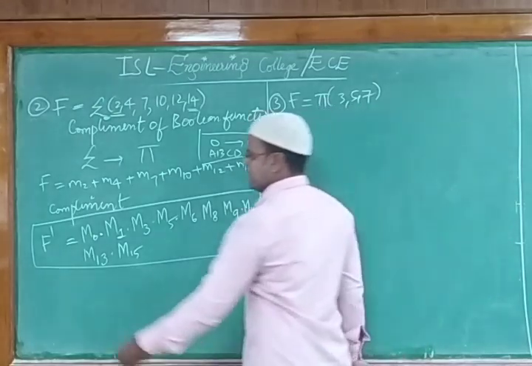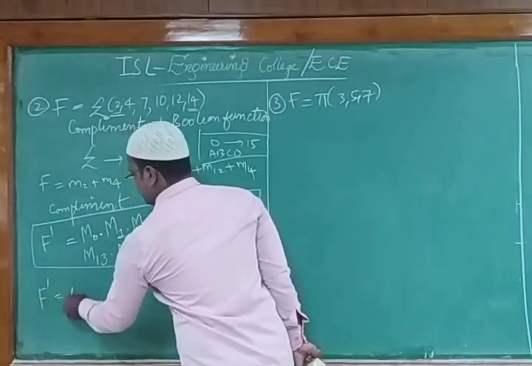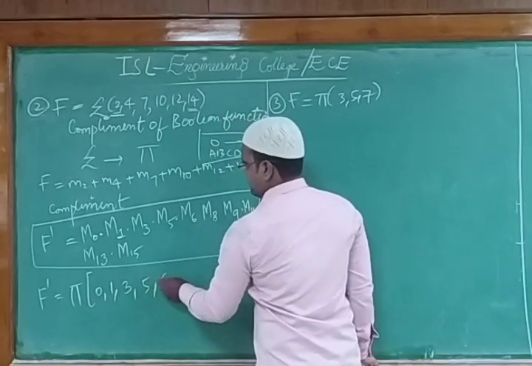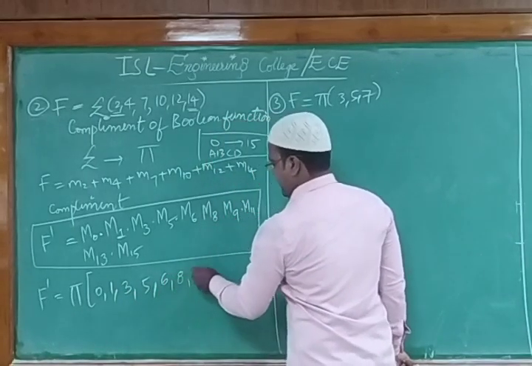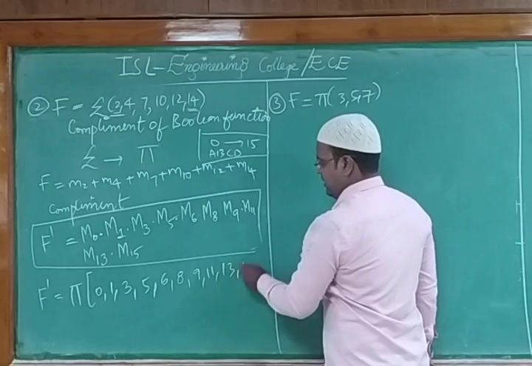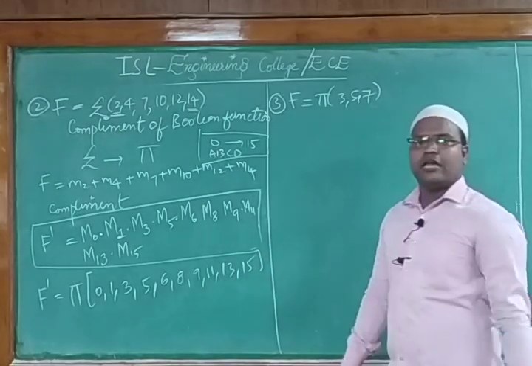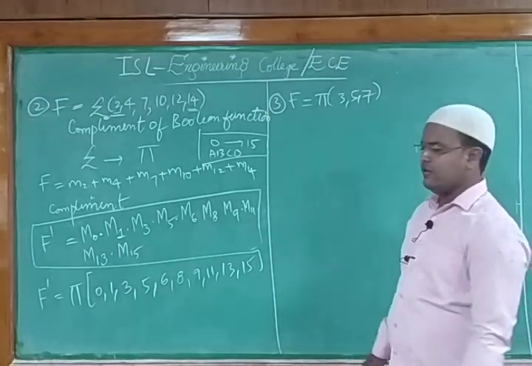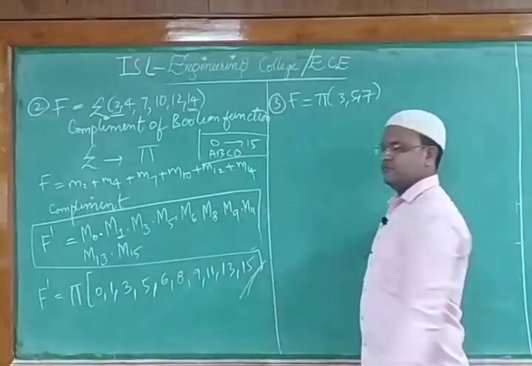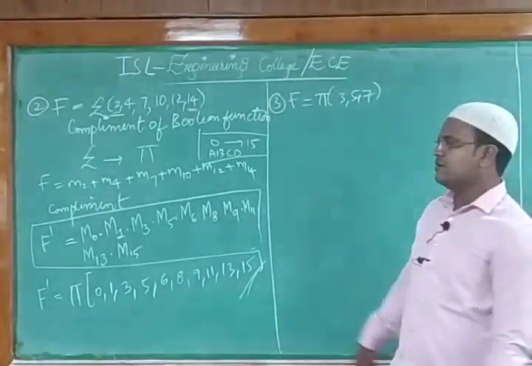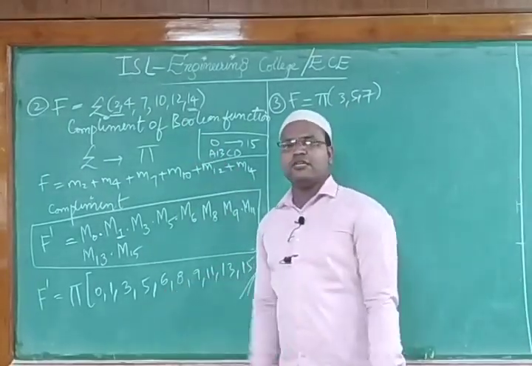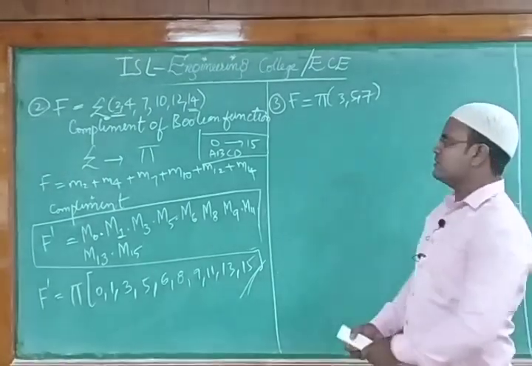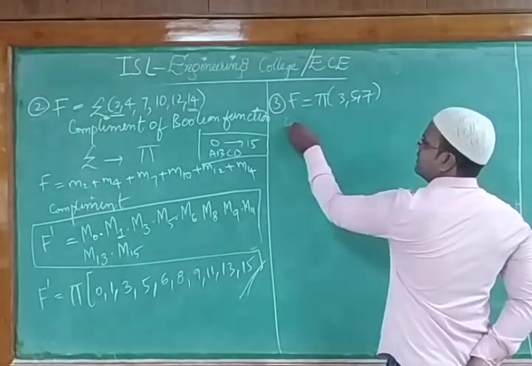So what can I write for this? F complement is equal to the product of 0, 1, 3, 5, 6, 8, 9, 11, 13 and 15. Likewise, you can write the literals in terms of ABCD, or you can write just this much. This is a 2 marks question: take the complement of the function and find the value. Next, in the same way, we have this question. Here they again asked to find the complement.